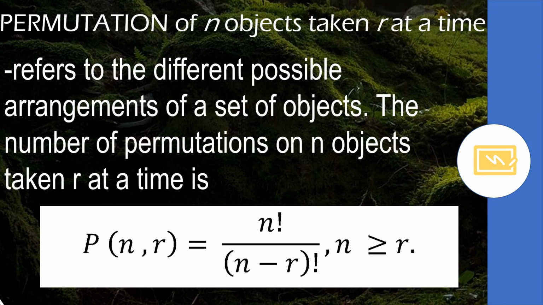So, ito ang next type ng permutation. The permutation of n objects taken r at a time. It refers to different possible arrangement of set of objects. The number of permutations of n objects taken r at a time is equal to n factorial over n minus r factorial, where n should be always greater than or equal to r. Bawal na maging malaki ang value ni r kesa kay n, kasi si r nanggaling, kukunin lang natin siya doon sa value ng ating n.